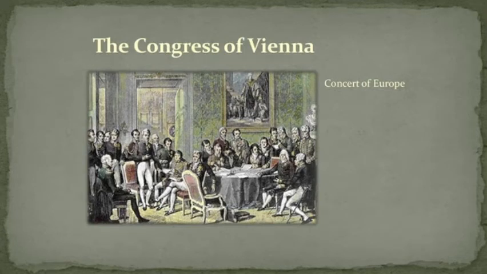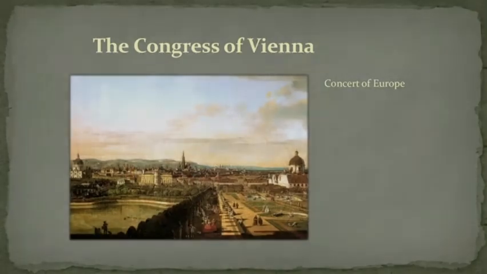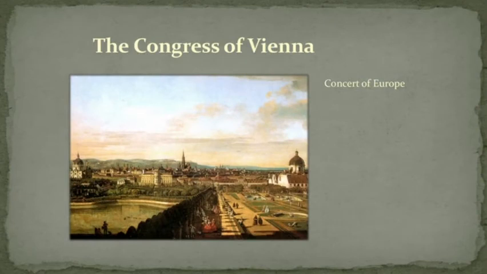So, we're going to talk about this event called the Congress of Vienna, sometimes called the Concert of Europe, essentially the same thing. And this was a gigantic meeting that occurred in the city of Vienna. And so, Vienna was the capital of the Austrian Empire. Okay. And this event occurred in 1815.